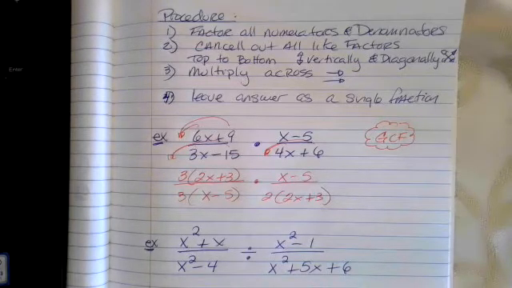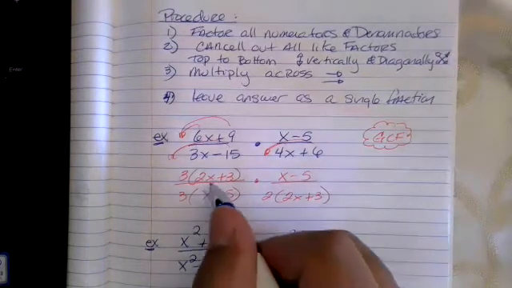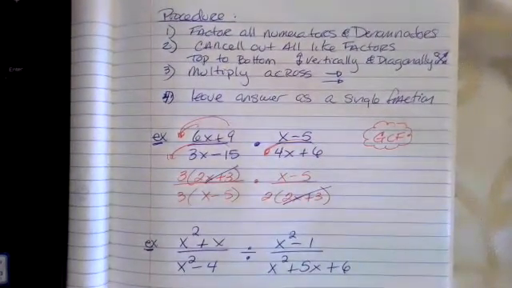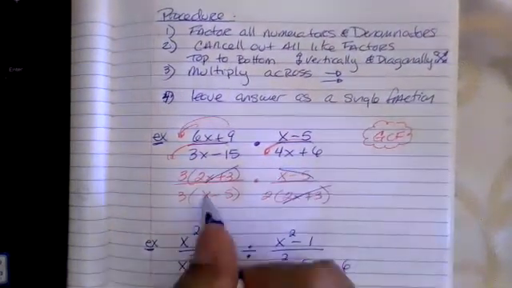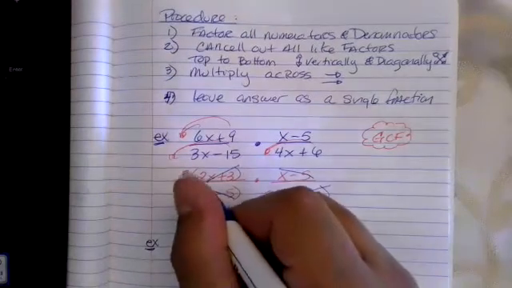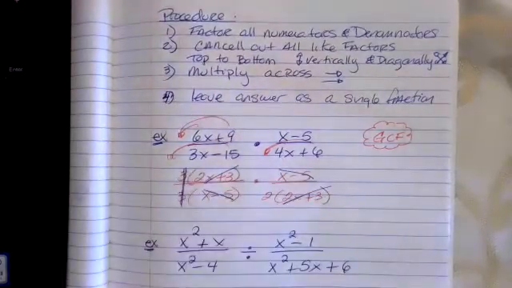So we could see in this first example, all we have to do is factor out the GCFs. It doesn't look like we could factor anything more than that. And then we could start canceling 2x plus 3 and 2x plus 3, x minus 5 and x minus 5. And 3 over 3 could cancel out, right?